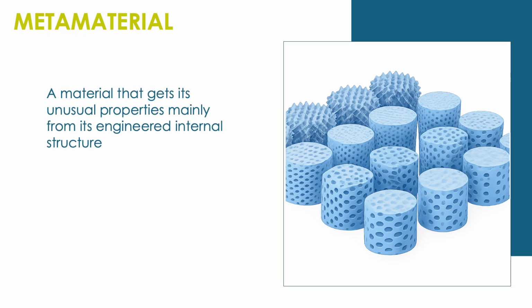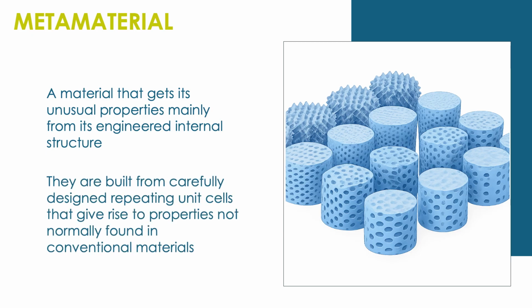To generalize the previous example of the diatom-inspired helmet, we can mention the use of metamaterials in safety protection. But what are metamaterials? A metamaterial is a material that gets its unusual properties mainly from engineered internal structure, not just from its chemical composition. Metamaterials are built from carefully designed repeating unit cells, often at the micro or nanoscale, that give rise to properties not normally found in conventional materials.